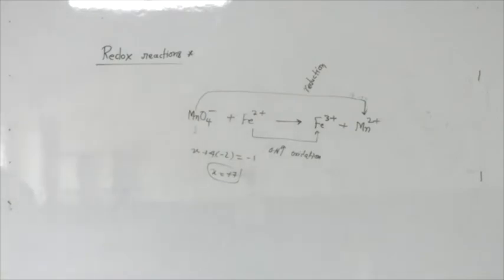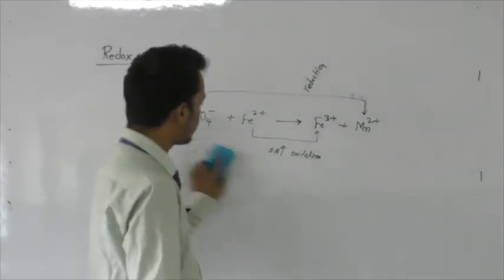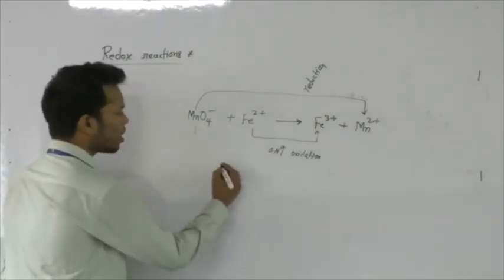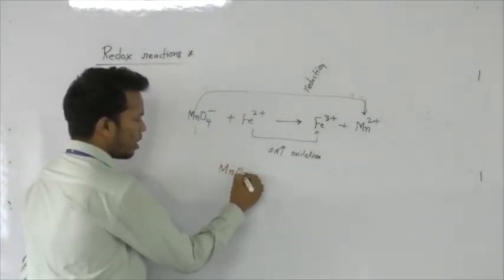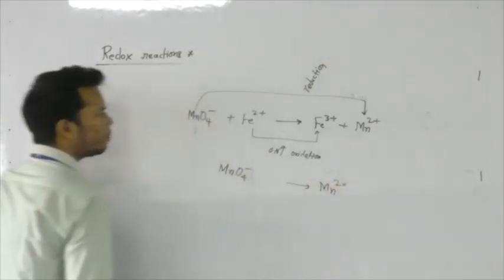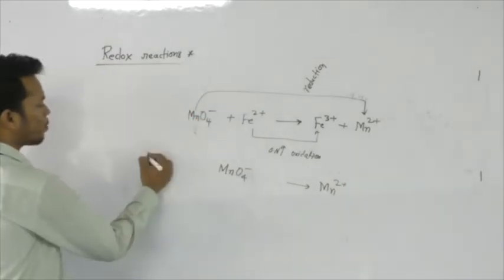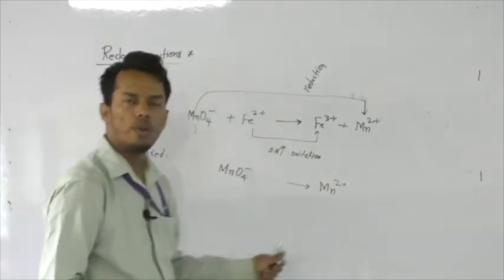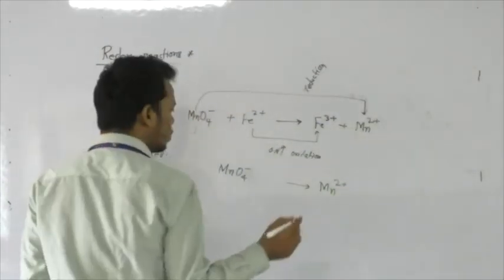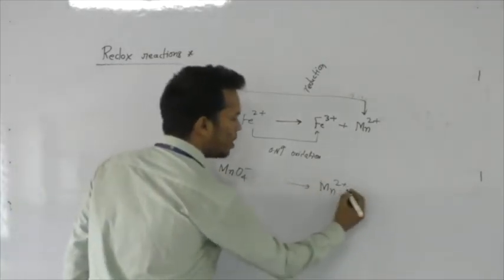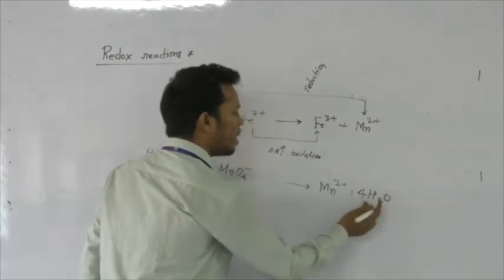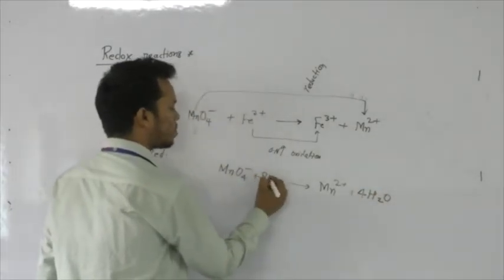So how would I write both half reactions? Here you can see MnO4 minus will give you Mn2 plus. This is the reduction process. First we will balance this. I've already discussed, I think. Here 1 Mn, here also 1 Mn. 4 oxygen, so 4 water molecules. 8 hydrogen, so 8 H plus.